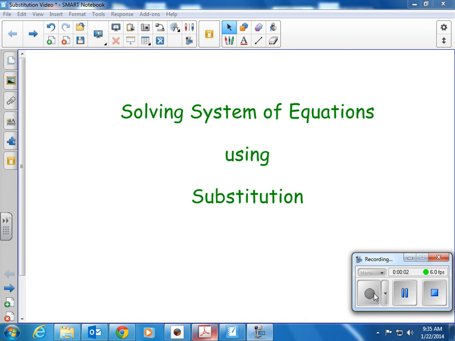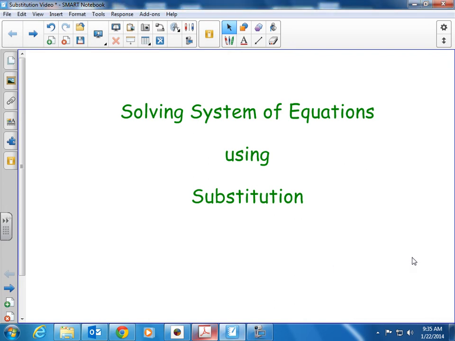Hello everyone, tonight's video is over solving a system of equations using substitution. So far we have already learned what a system of equations is and how to solve a system of equations using the graphing method. Tonight we're going to learn the second of the three methods that we are going to learn this year, and that is substitution.